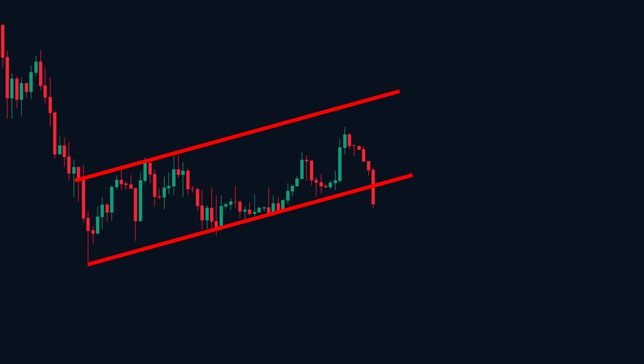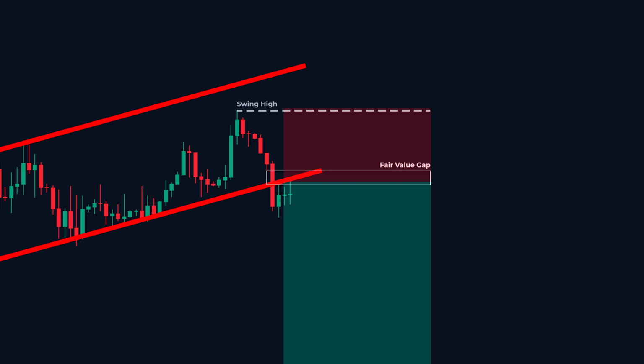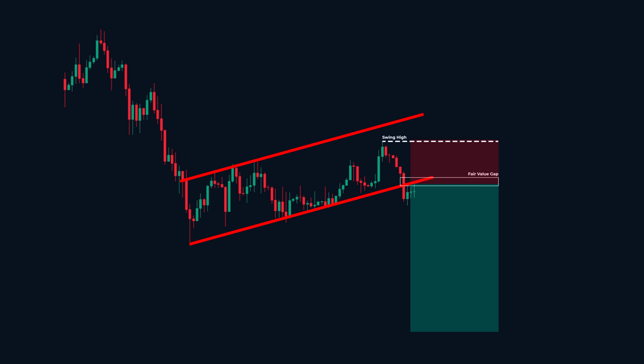Again, don't chase the breakout. Wait for price to retrace, fill the fair value gap, and retest the broken support before entering. Your stop goes above the recent swing high, and your target is either the size of the initial impulse projected downward or around 3 times your risk.